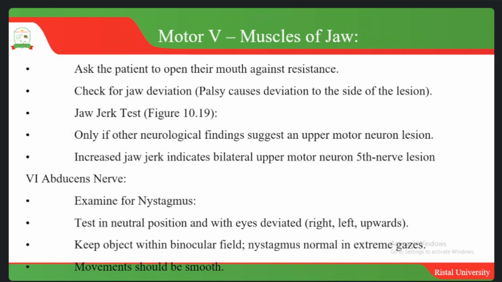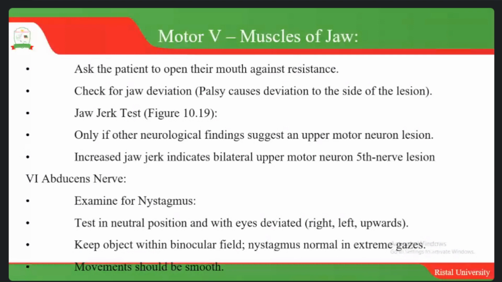For nerve 6, the abducens nerve, we also have to examine for nystagmus. When you're doing this, you have to test in the neutral position and with eyes deviated right, left, and upwards. So when you're testing, you tell the patient to turn their eyes, look left, look right, look upward, look down, and the patient may be able to do that.